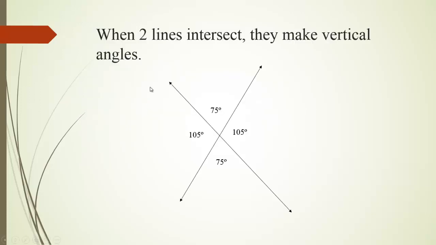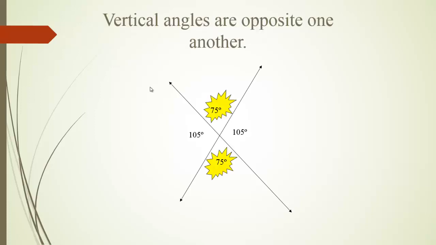All right, so let's start with vertical angles. When two lines intersect, they make vertical angles. So our vertical angles here, for example, are 75 and 75 because they are opposite one another. So where they intersect is the ones that are basically opposite. So another pair of vertical angles would be 105 and 105 because they're opposite one another.